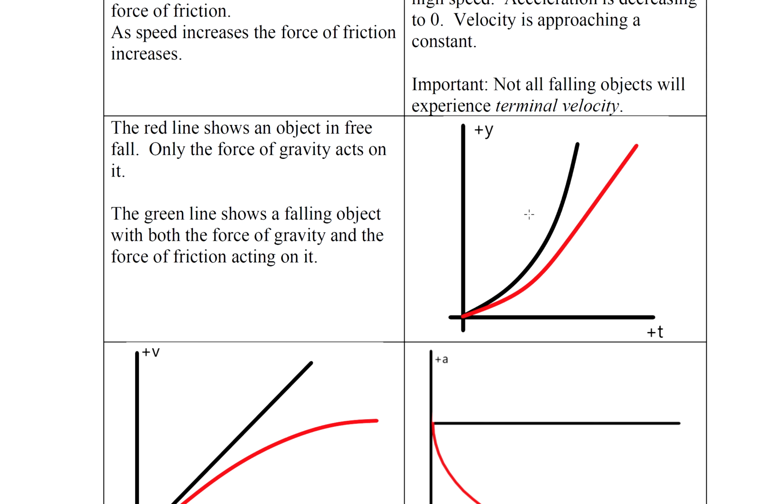So these red lines represent objects with air resistance. The black lines show objects in free fall. So this is a mistake. This should say the red line shows an object with air resistance. It's a big mistake. And then the black line shows an object falling with only the force of gravity. So this whole thing is wrong.